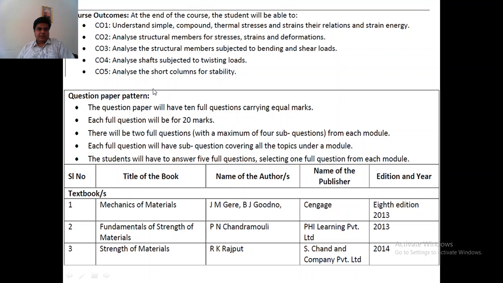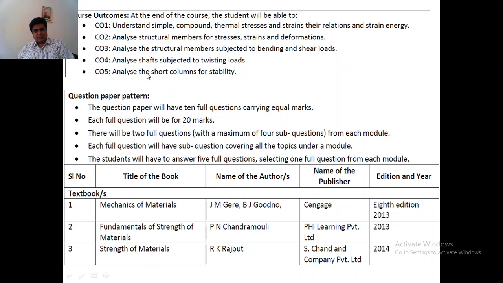Here again, at the end of the learning of this particular subject, we have what are called course outcomes. It means what is the outcome of learning this course, what you can expect from the students. Each module is given one outcome. In the first module, after understanding it, the student should be able to understand the different stresses and strains and establish relations between them.